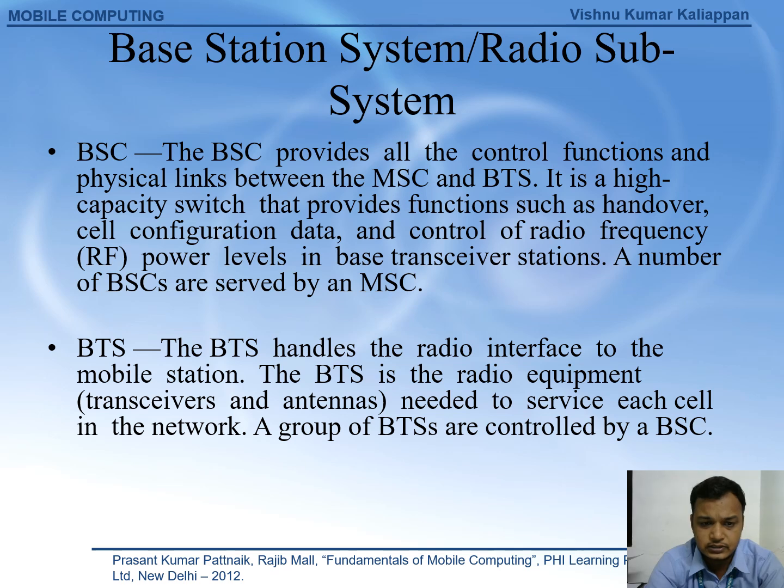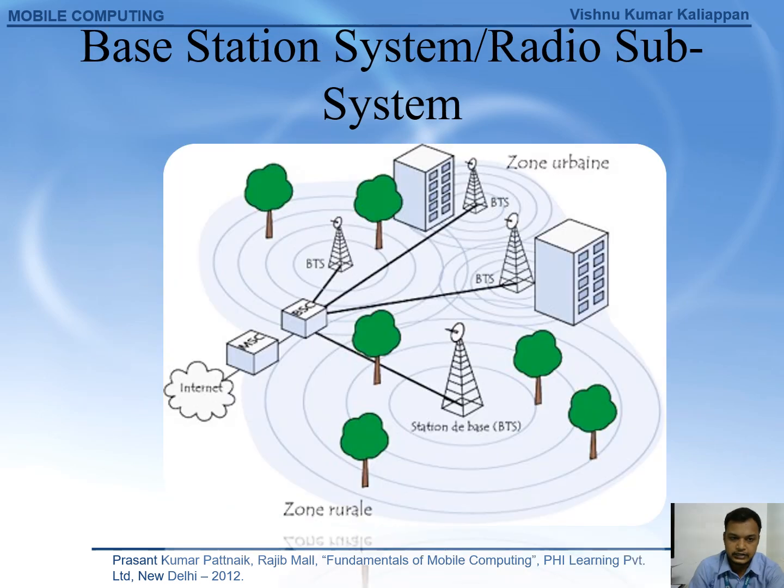Base transceiver stations handle the radio interface to the mobile stations. The base transceiver station is radio equipment needed to service each cell in the network. A group of BTS are controlled by the base station controller. Those things we discussed in the architecture diagram itself. So the base station system or radio subsystem contains the MSC, BSC, and BTS. BSCs are connected with the base transceiver stations. MSCs are connected with n number of base station controllers.